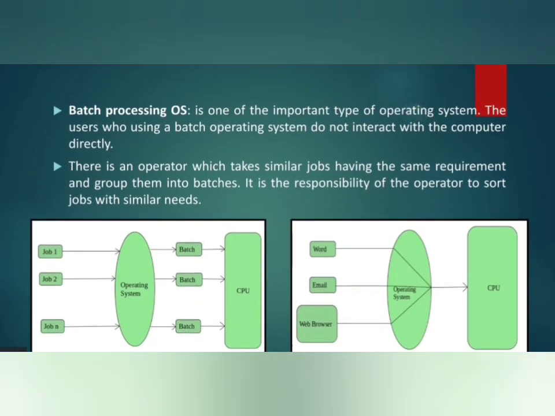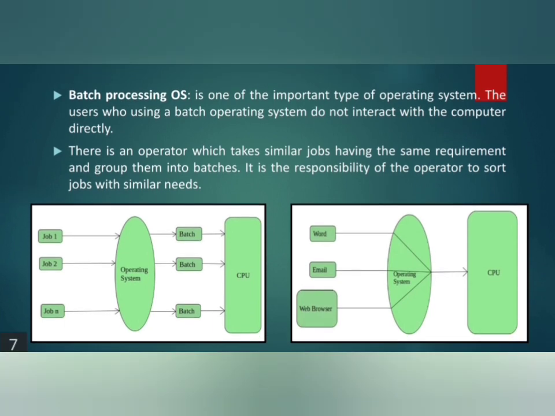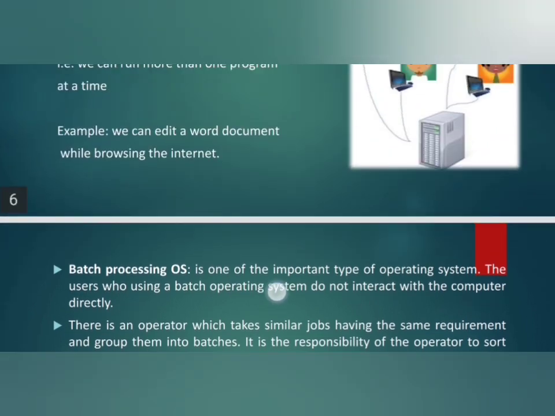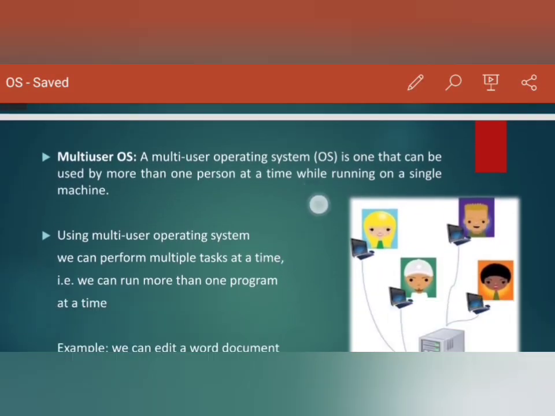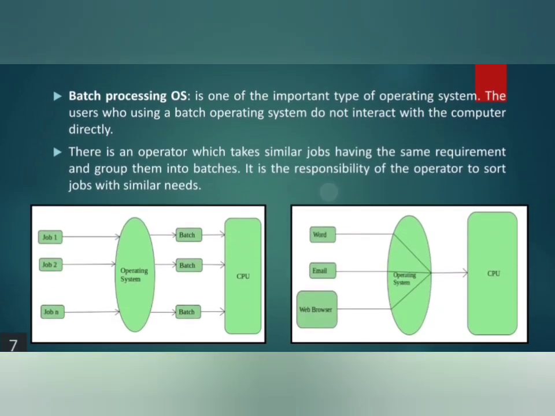So we now have the batch operating system. From the name, you can understand that batch is actually a group, right? The batch operating system is one of the most important types of operating system. The users of a batch operating system do not interact with the computer directly. This is very important. For the rest of what we have seen, like single user or multi-user, we interacted with the computer directly, but here in batch OS we do not interact with the computer directly.